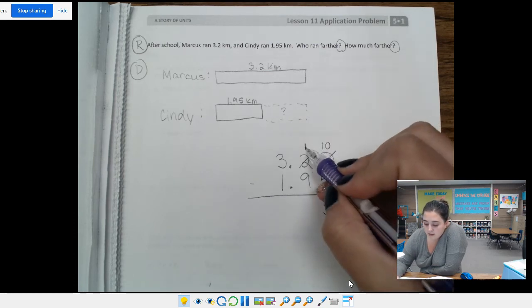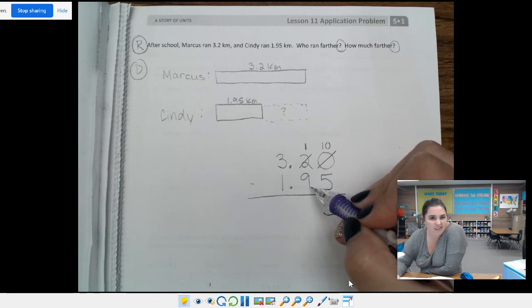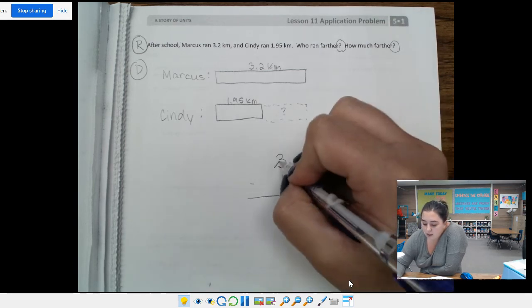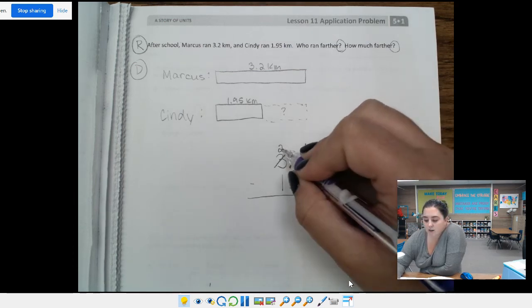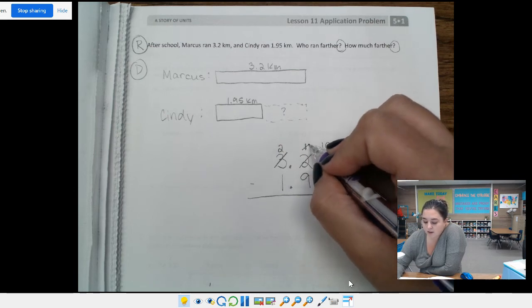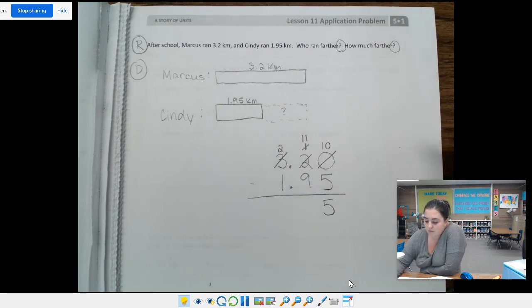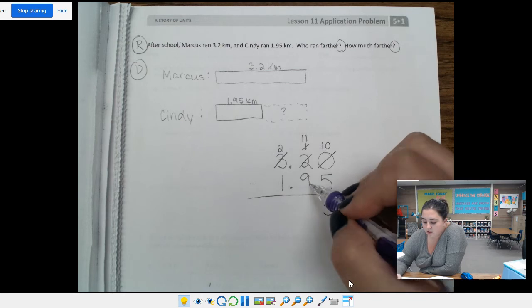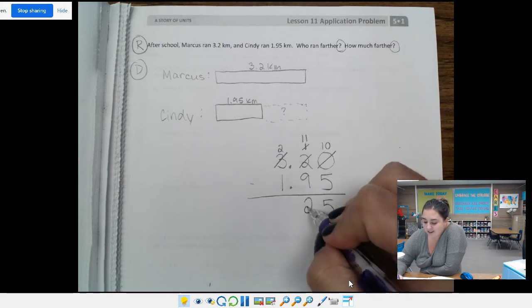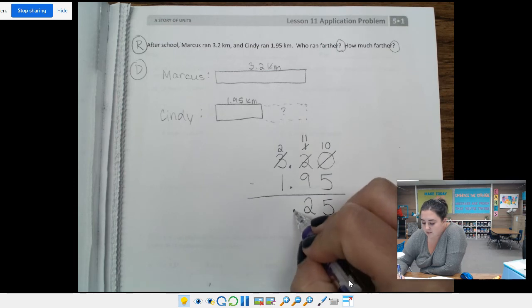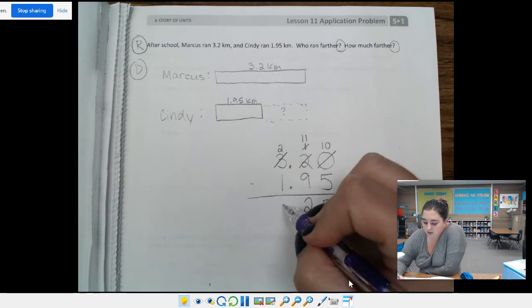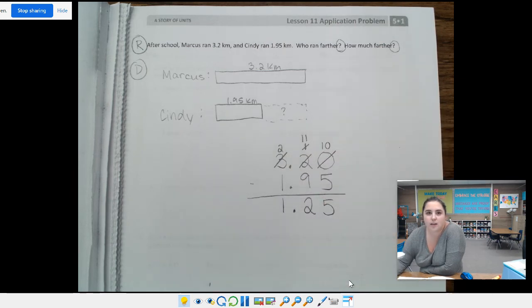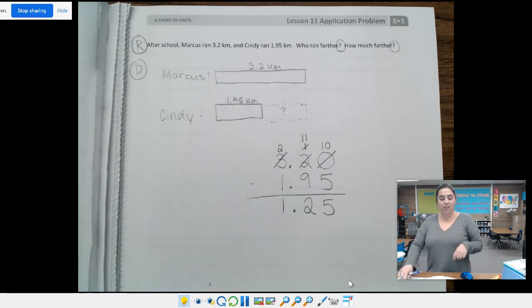Now I have 1 dime, and I have to take away 9 dimes. I can't do that. So instead, I'm going to take away $1. So now I only have 2. And I'm going to exchange them for dimes. $1 is 10 dimes. So now I don't have 1 dime, I have 11. That 1 dime plus 10 more would be 11. 11 dimes minus 9 dimes. I have 2 dimes left. Decimal, of course, needs to be dropped down. And then I have $2 minus $1. I have $1 left.